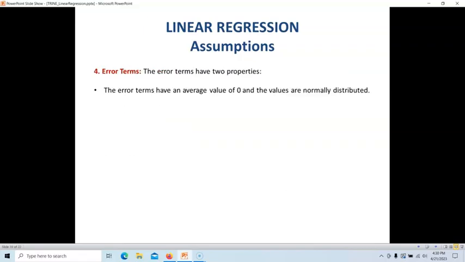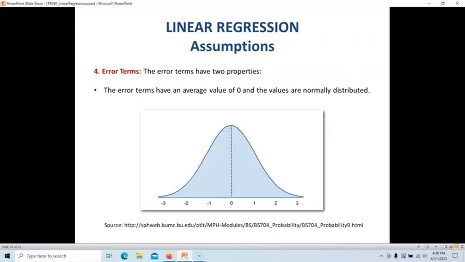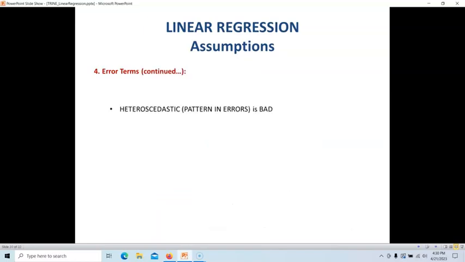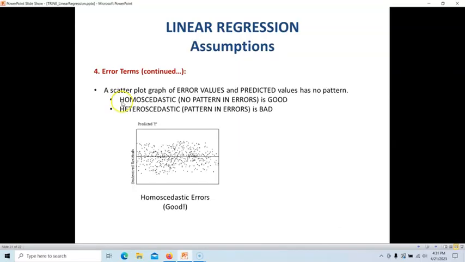Finally, you want your error terms to have an average value of 0, and they should be normally distributed like this. Also, you don't want to have any sort of pattern. We want the data to be homoscedastic. What does this mean? We mean no pattern in the data, and that's good. And so this is no pattern. If I were to look at the data right here, you can see that I have no pattern. It's just all randomly distributed.